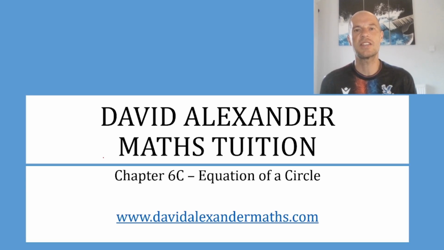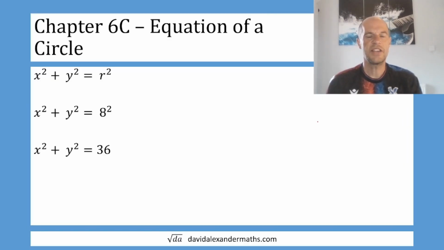This is chapter 6c, the equation of a circle. Okay, so maybe you remember some of this from GCSE. The equation of a circle is always written as x squared plus y squared equals r squared, where r is the radius of the circle.